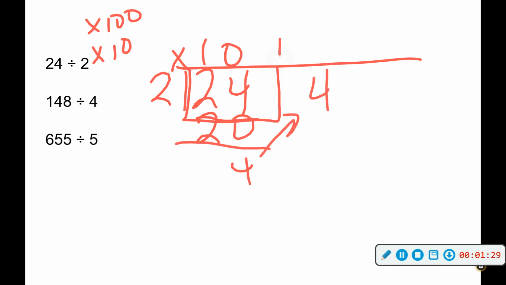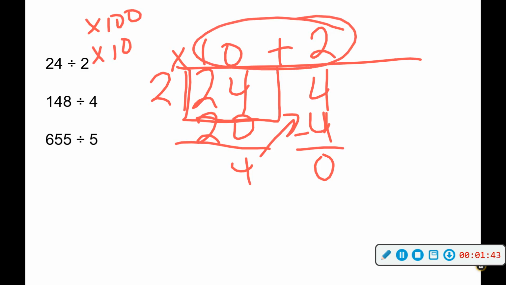So now I can say, what am I going to multiply times 2 to get 4? The answer is 2. And now I am done with my 4s, and so I am completely finished with this total and dividing it into two groups. I just have to look at my quotient and say I have 10 plus 2, so therefore it is 12. So just 12 is my answer.